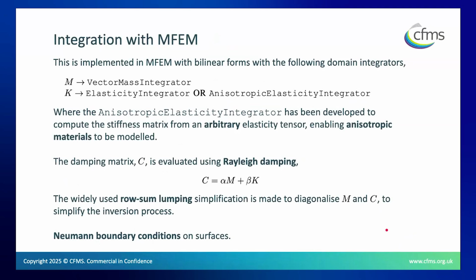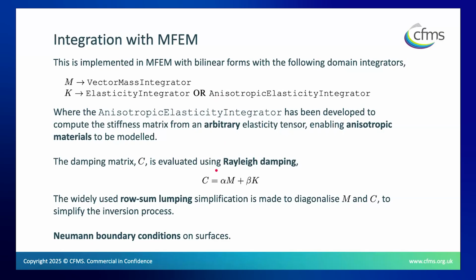We've integrated this into MFEM using bilinear forms, using these integrators to assemble the matrices, as we're targeting 2D and 3D simulation. We began using the elasticity integrator that's built in, but have subsequently developed an anisotropic elasticity integrator, which computes the stiffness matrix from an arbitrary elasticity tensor so that you can do both isotropic and anisotropic materials using this application.